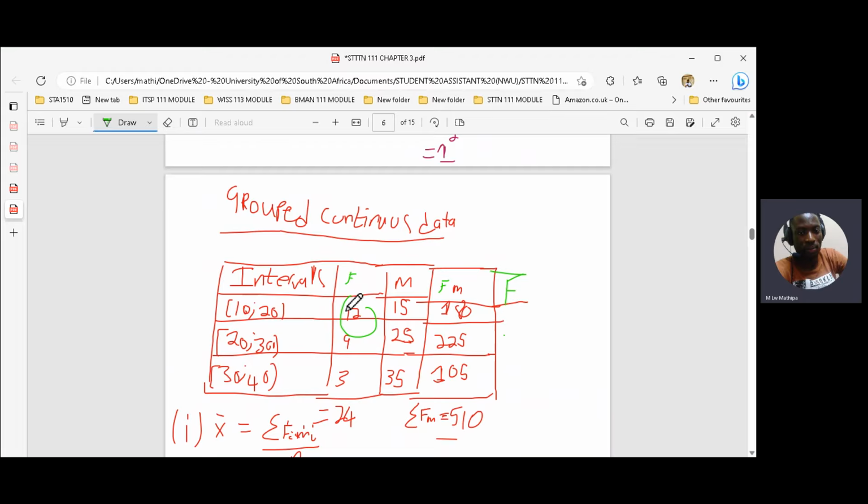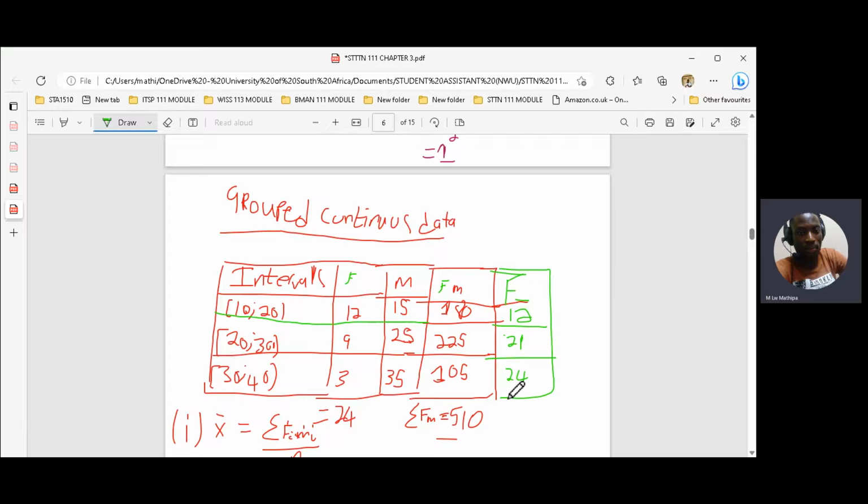Okay, let's add the first frequency there. Here it was 12. The first frequency is 12, so we start with 12. That's our cumulative frequency. For the second one, we say 12 plus 9, which should give us 21. The third one, we say 21 plus 3, which will give us 24. Then we are done with the cumulative frequency.